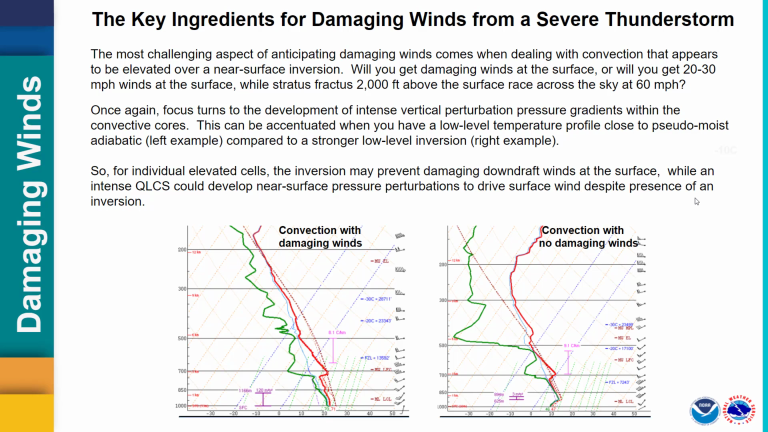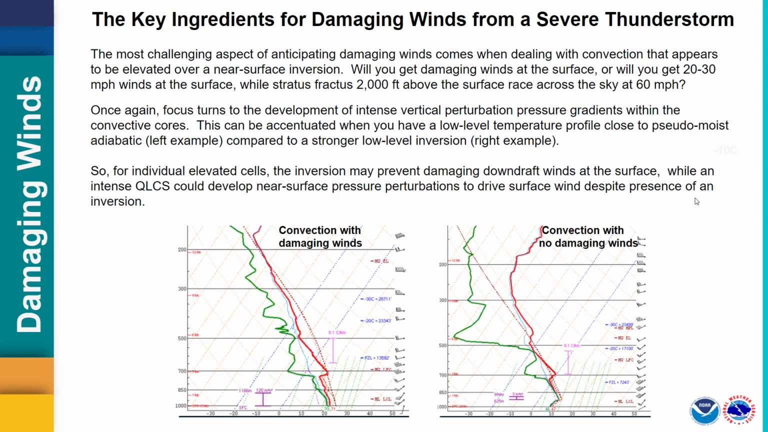For example, I've seen a bowing line segment north of a warm front where there's no surface-based CAPE due to temperatures and dew points in the 40s, yet it produced wind damage at the surface. On the other end of the spectrum, I've seen convective line segments move through at 60 miles an hour, with surface winds only 20 to 30 miles per hour, but one could observe stratus fractus clouds racing across the sky at close to 60 miles an hour.